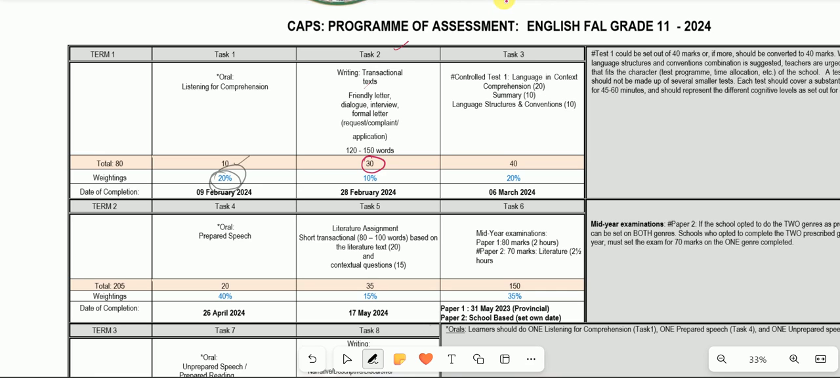So what is important with writing is that you must understand the format. If you don't understand the format, you are not going to win. And then you must also understand the content, meaning that you should be in a position to differentiate between different types of writing.